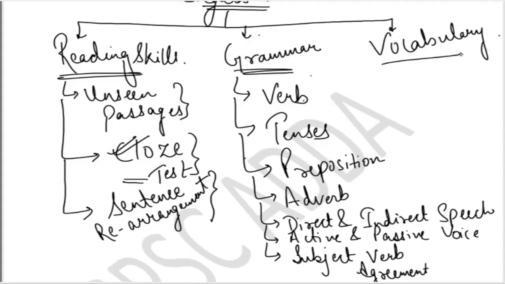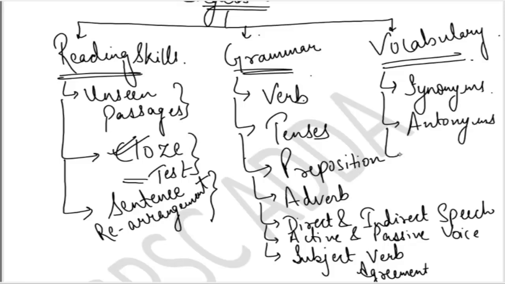And last is vocabulary. In vocabulary, you need to study synonyms. You all know what synonyms is? Yes, ma'am. Meaning of. All right. Next is antonyms. Next is one word substitution. And the last one is idioms and phrases.